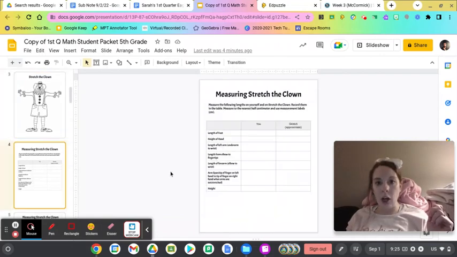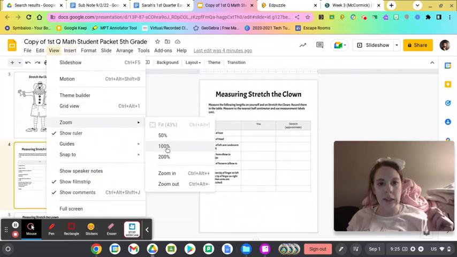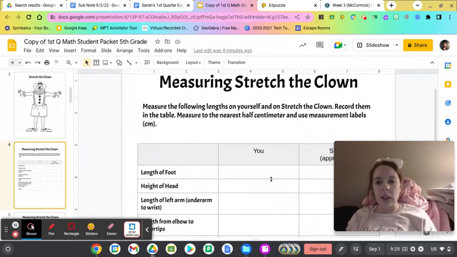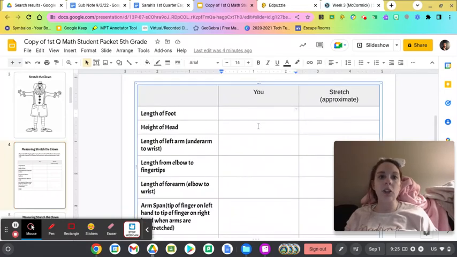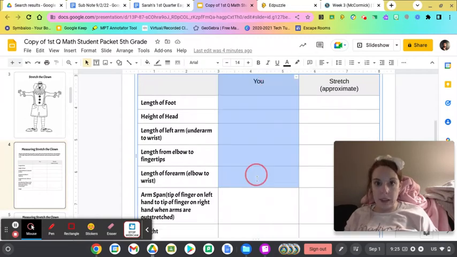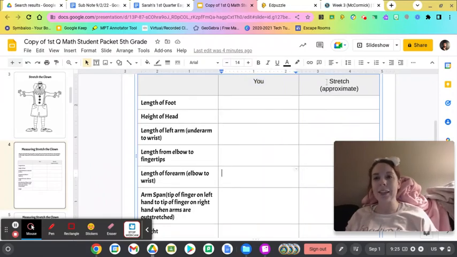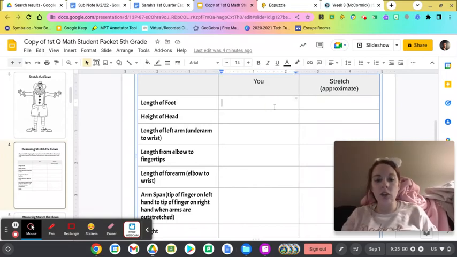So this is where we left off. I'm going to make this larger so we can actually see it because it's tiny. 100%? Okay, there we go. So this is the paper that you're filling out right now. You're getting your length of foot, your height of head, your length of arm, and then the same thing for Stretch. These will all be different, right? I'm going to have to trust you on those unless they really don't make sense. But for these, everyone should have pretty much the same answers. Make sure that your answers are all in centimeters. So don't forget to put centimeters after each answer.